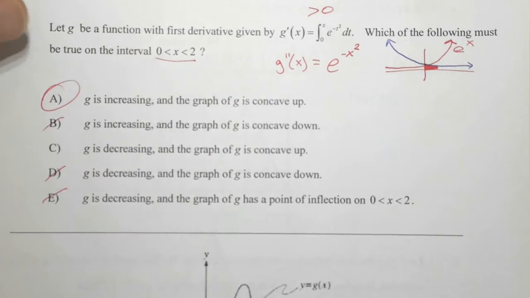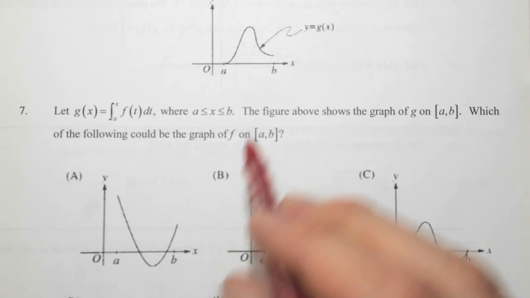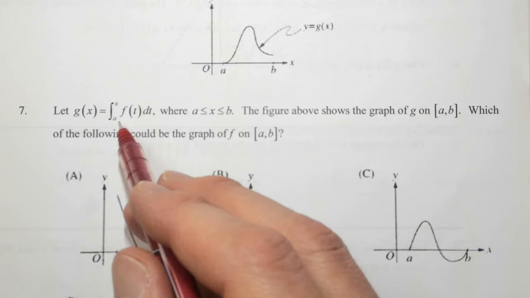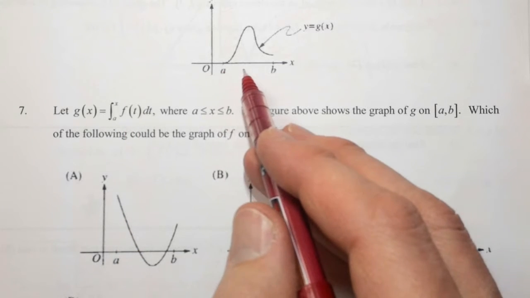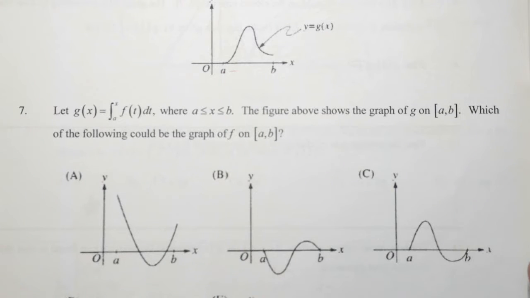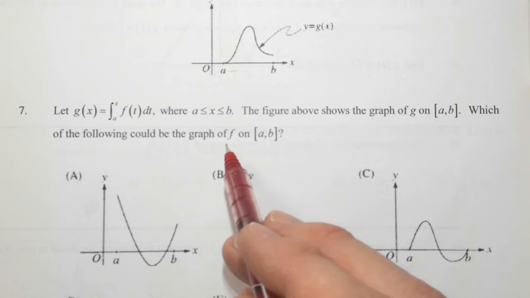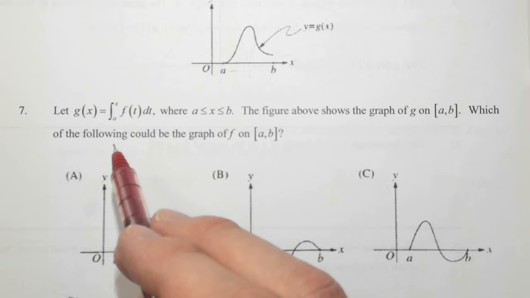Number 7, we're given this graph of g. We're told that g is the integral from a to x of f of t dt, and x is between a and b. So we're only interested in this domain right here. We have the graph of g, and which of the following could be the graph of f? Well, f's over here on the right. We should probably figure out what's going on here.